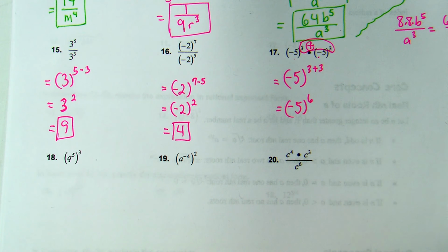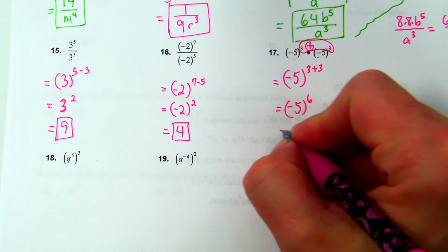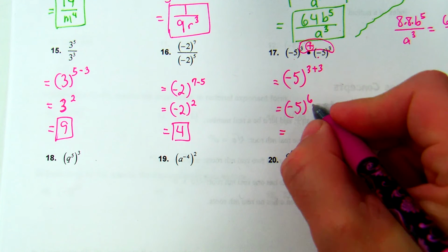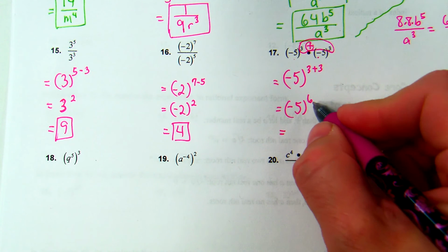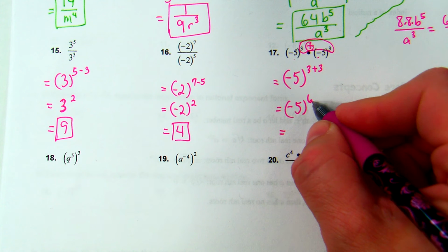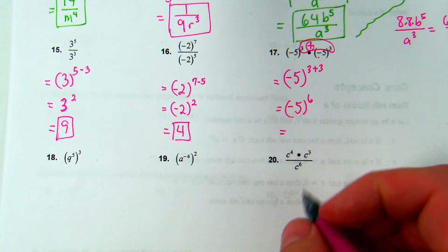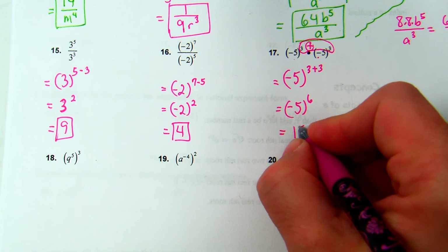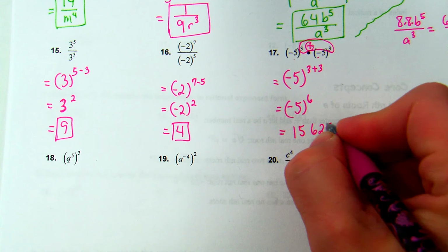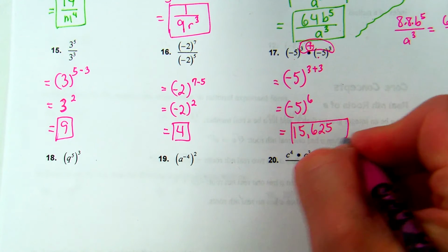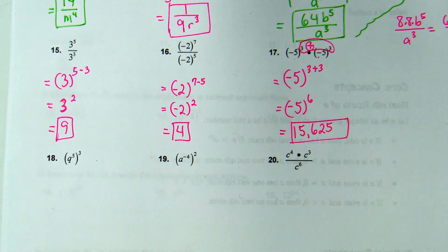Alright, so then if we wanted to find that, we could actually put that in the calculator. We'd end up with, because it's a positive, an even property, it's going to be a positive result. It's going to end up being 15,625, I believe, if our calculator is correct. Negative 5 times negative 5 times negative 5 times negative 5 times negative 5 times negative 5 should end up being 15,625.